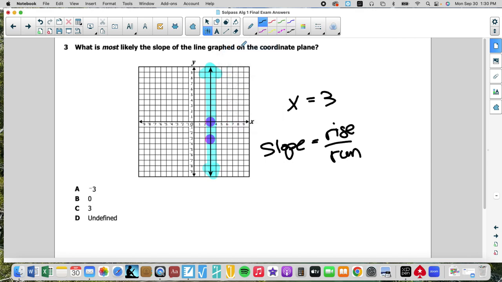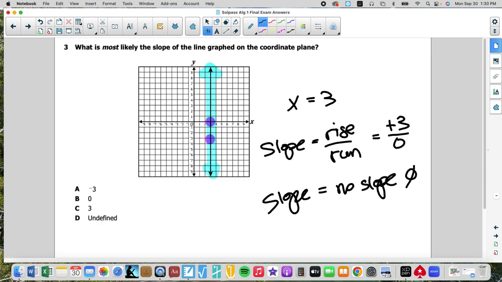So it goes up 3 and it runs 0. So that is no slope. It has an undefined slope. So we would call that D. So we know that the other is negative. 3 over 0 is undefined. So you okay with that?